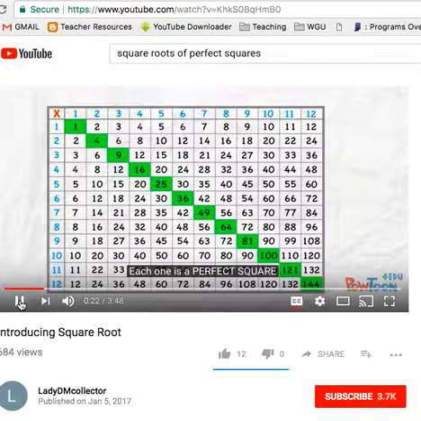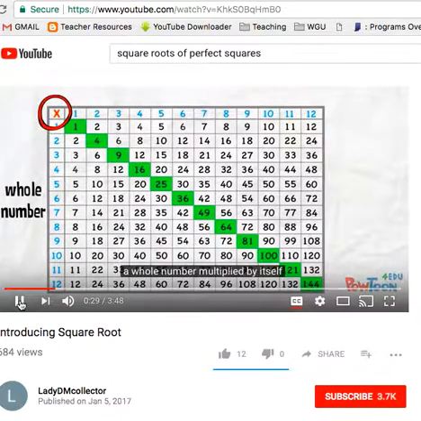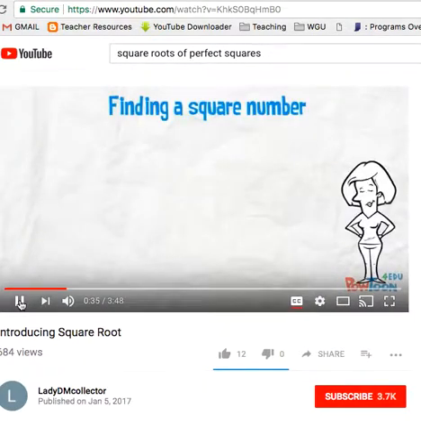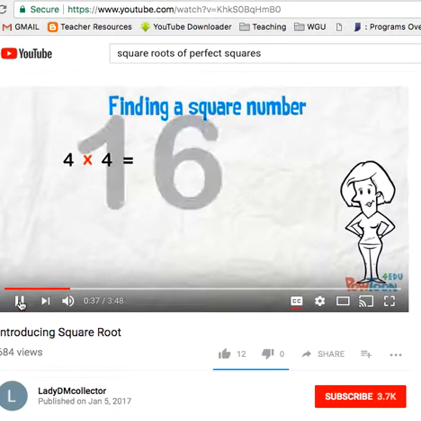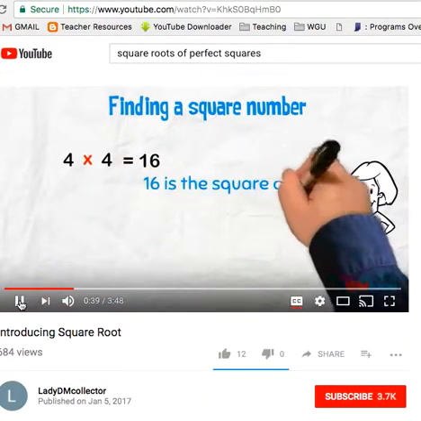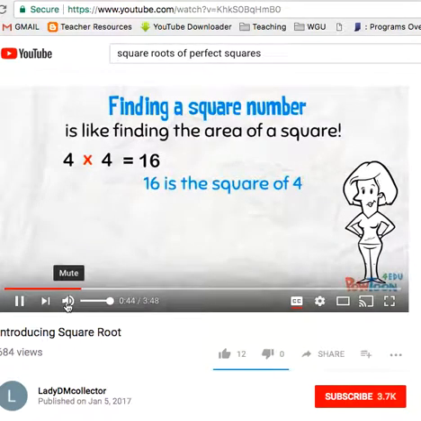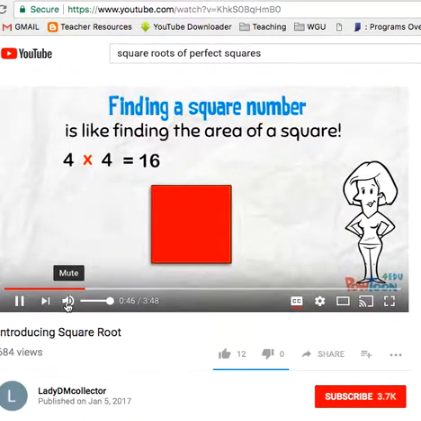Each one is a perfect square because each one is the product of a whole number multiplied by itself, or a whole number squared. For example, 4 times itself is 16. 16 is the square of 4. It's exactly like finding the area of a square.